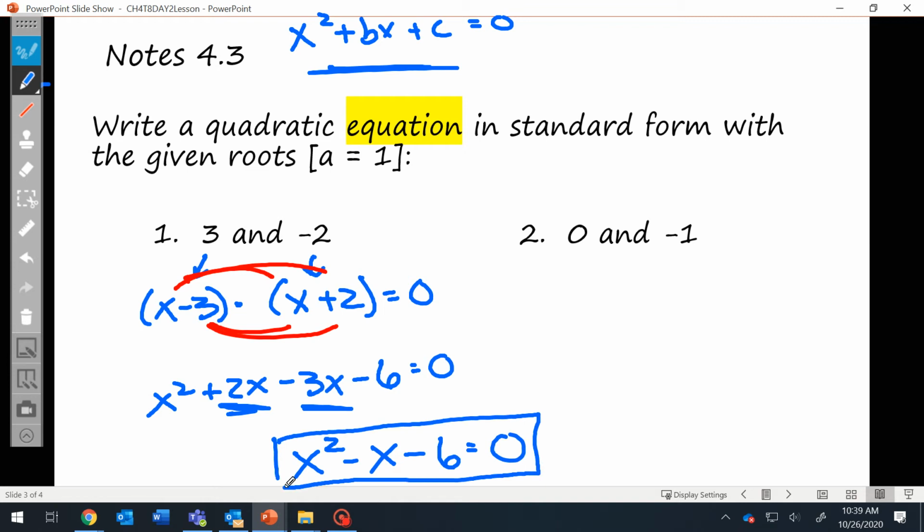This is the equation in standard form that has the solutions 3 and negative 2. I know that it has the solutions 3 and negative 2 because its factored form has the solutions 3 and negative 2. So the standard form must also have the solutions 3 and negative 2.